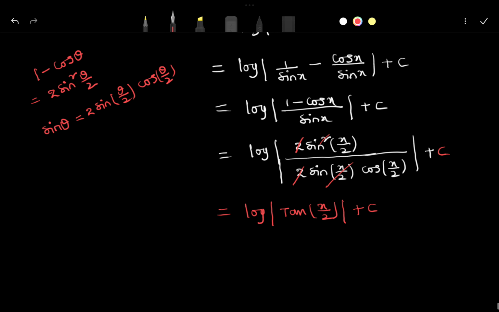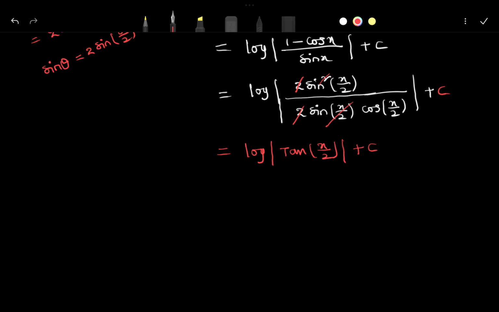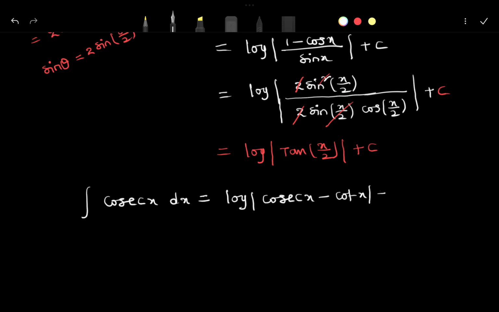So finally, what is the result of integration of cosecant x into dx? This value will be equal to log of, the first result, cosecant x minus cot x, plus c.